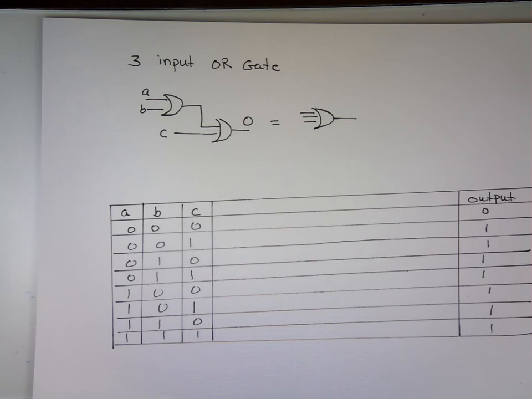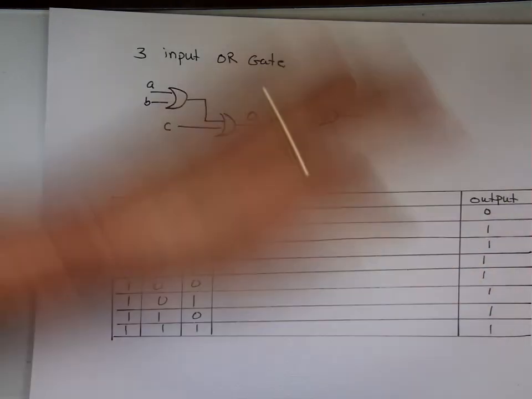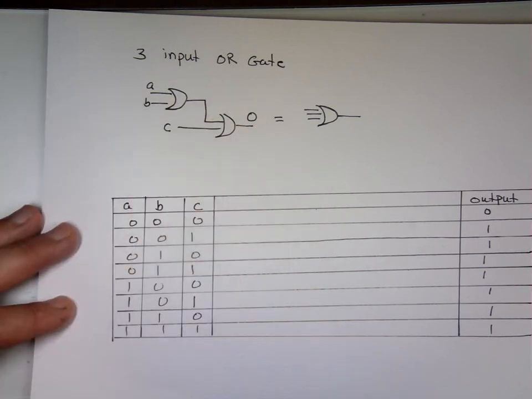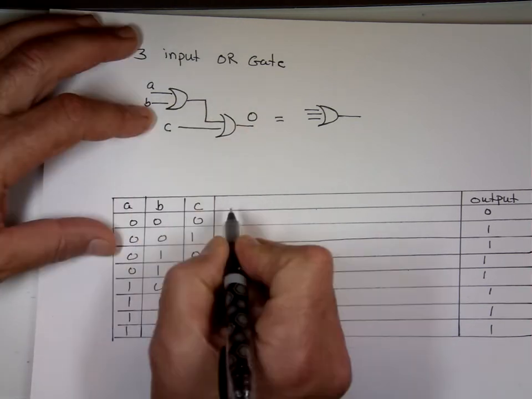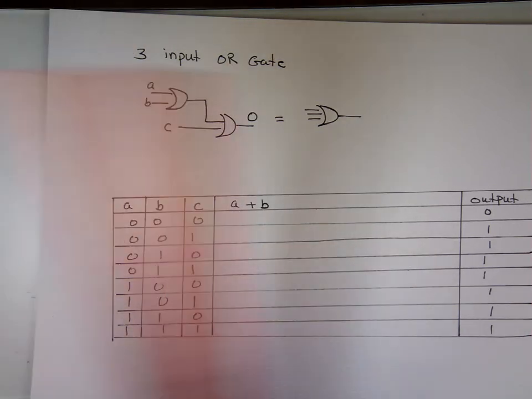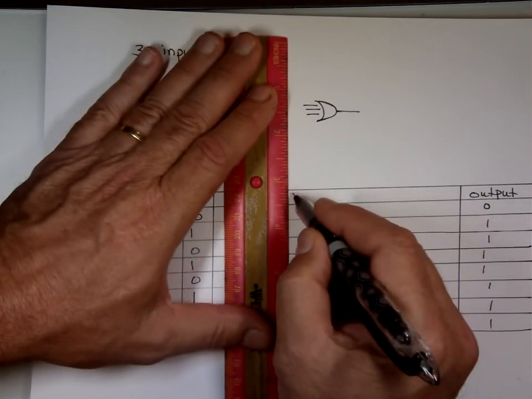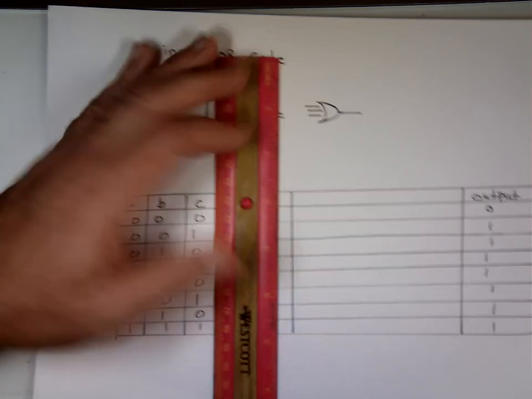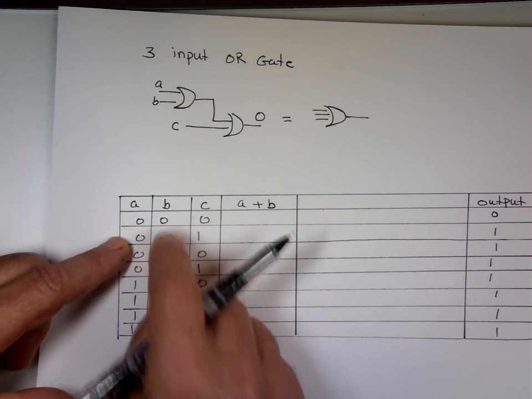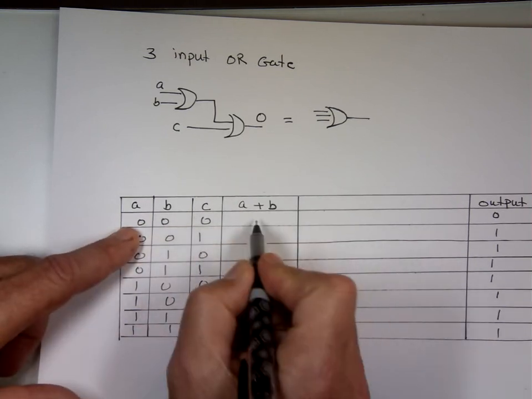That's what my truth table should be for a 3-input OR gate. But if I connect it like this, do I get the same answer? Well, let's see. Let me find A plus B. Notice I'm not paying attention to C now. A plus B, that's an OR gate. Look at A and B. Once one of them is 1, the result is 1.